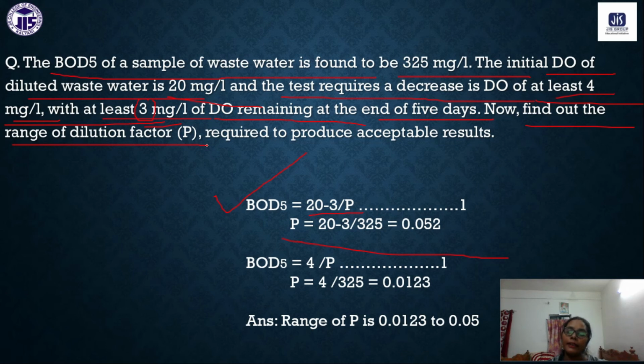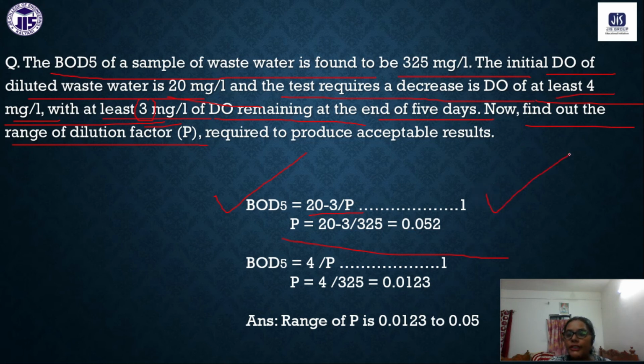That 5 to 6 will be the range of dilution factor. Understand? So that is why if you have this type of question, that means you have to provide two values. You have to calculate two values for which you require two equations.